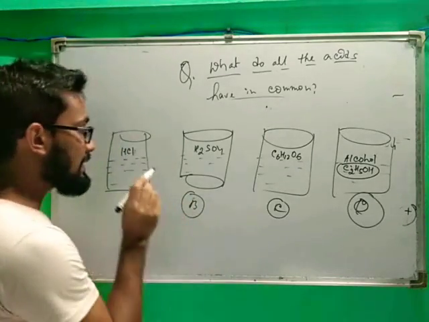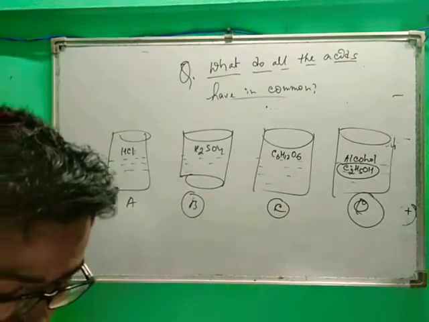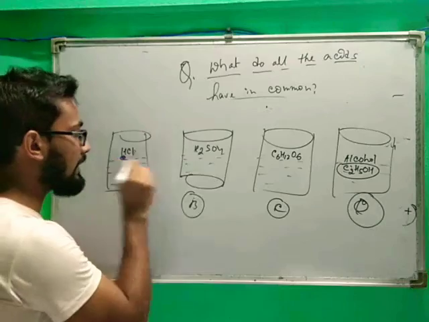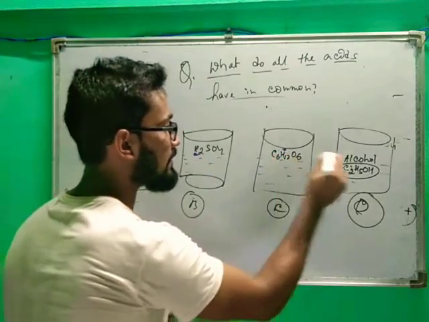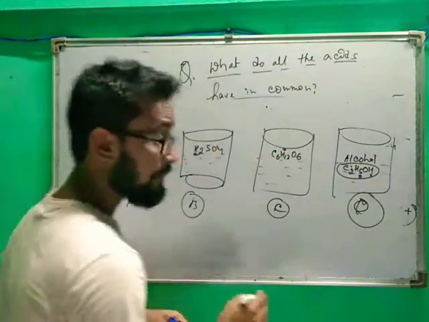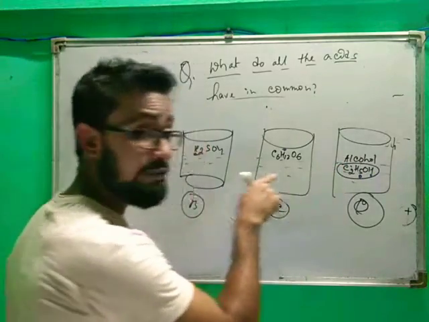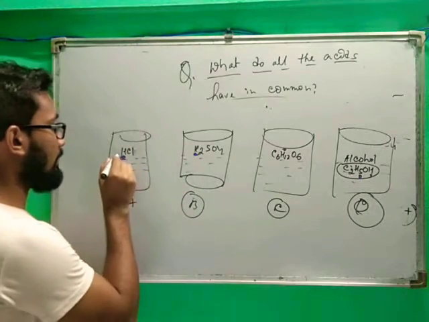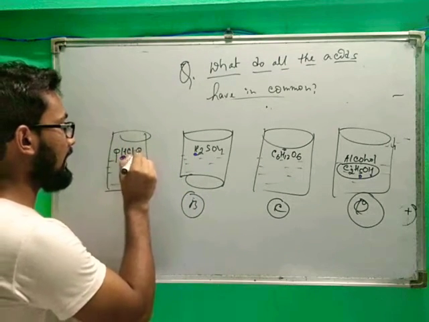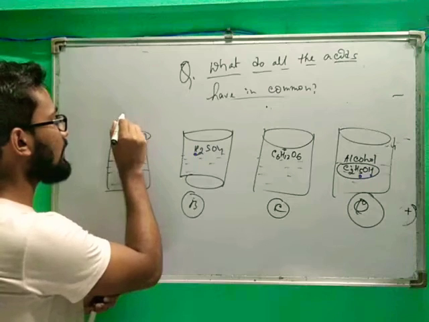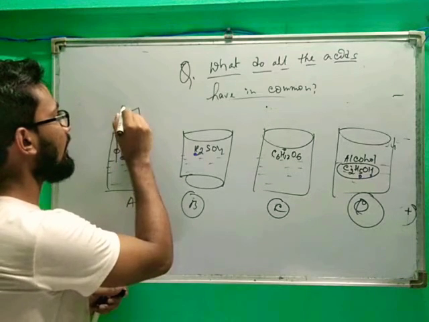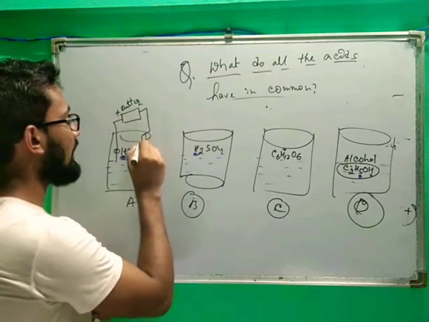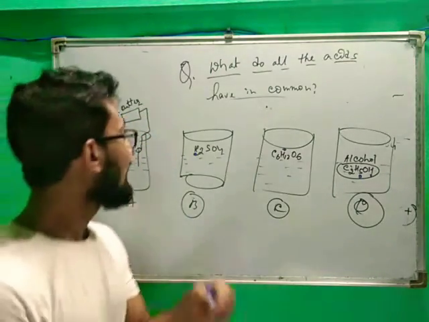Now if you observe clearly, in every case hydrogen is present. Here is our hydrogen, here is our hydrogen, here is our hydrogen, here is our hydrogen. In every case hydrogen is present. Now if I keep a pin and connect this pin with a conducting wire and a battery, plus minus, and if I flow electricity.